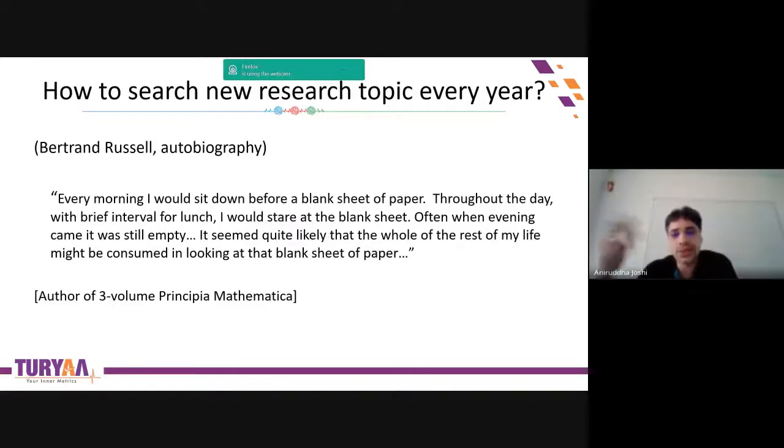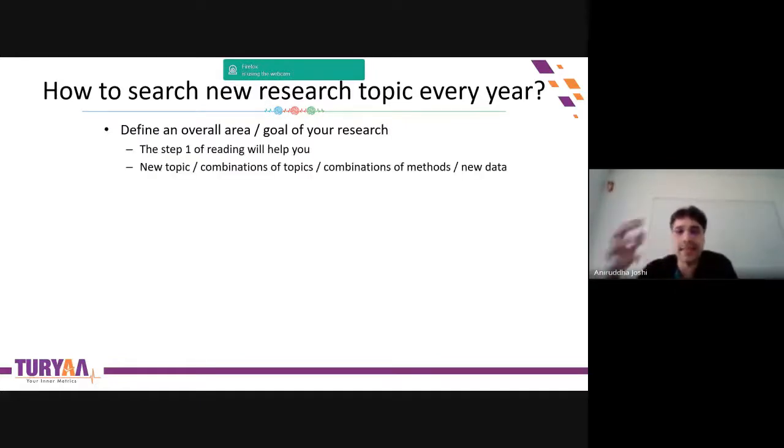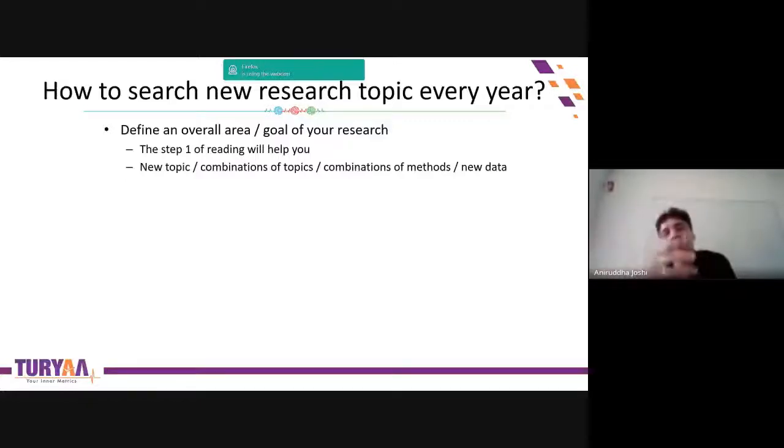So you define your overall area based on the approach which I told you in the first slide, read, and it will give you a click. It could be a completely new topic. It could be a combination of various readings. It could be some new data, application of old method on new data, new method on old data, something like that, and for a particular problem.